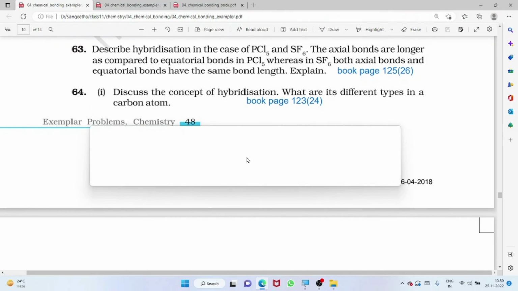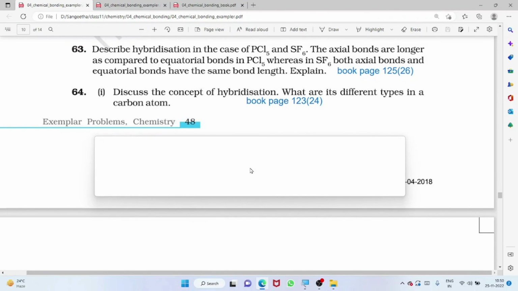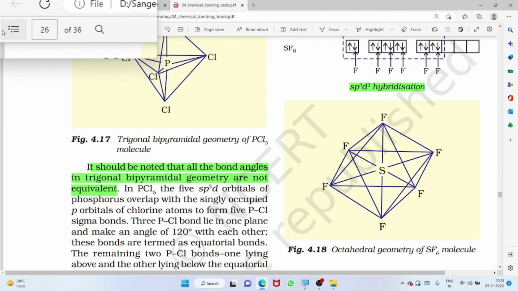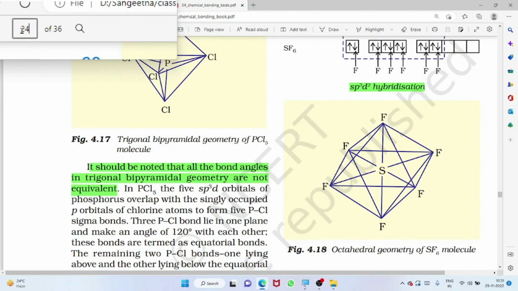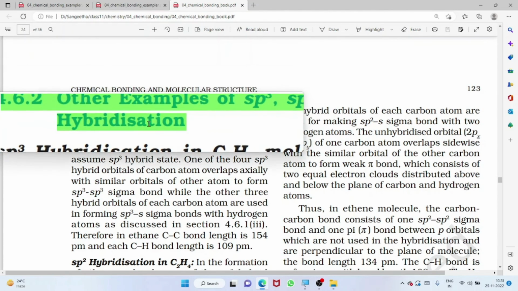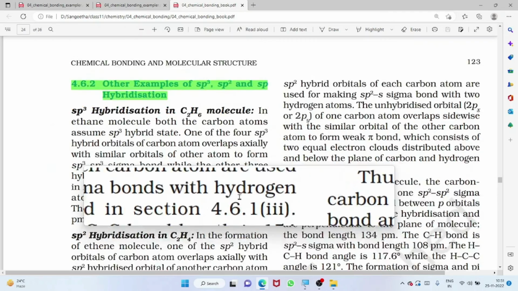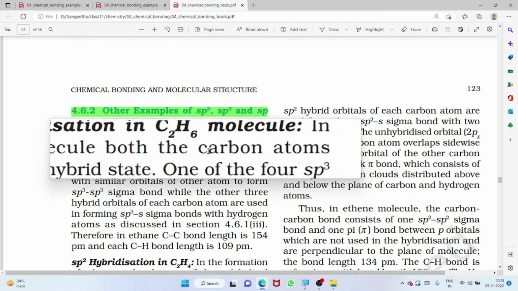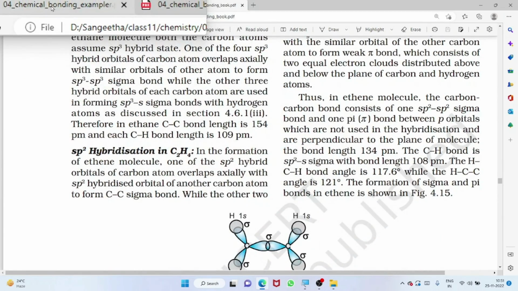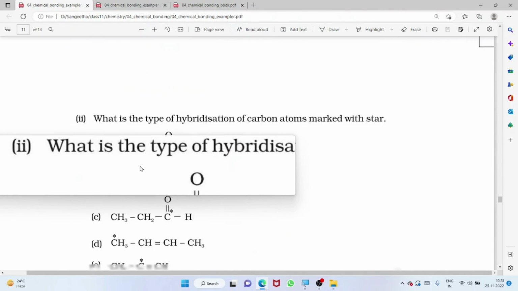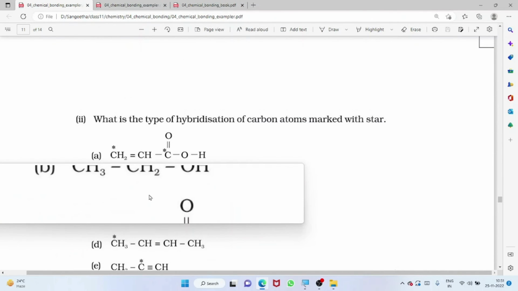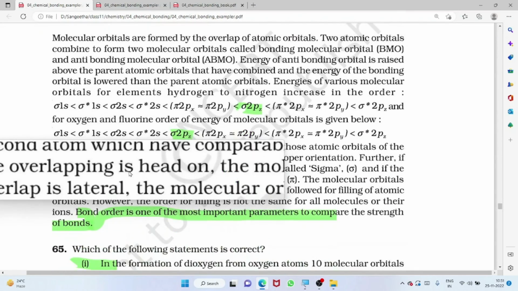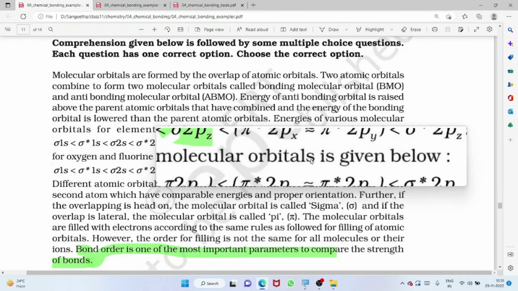Discuss the concept of hybridization. What are the different types of hybridization for carbon? So here, for carbon, C2H6 and other hybridization, C2H4. These things are mentioned here, so you can go through it for the different types of hybridization in the carbon atom.